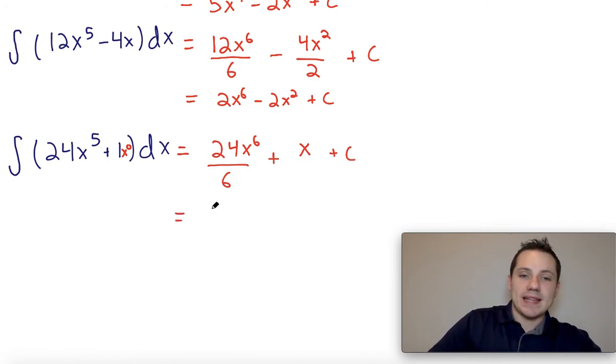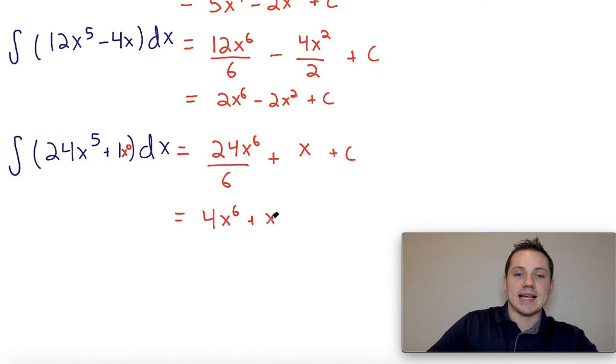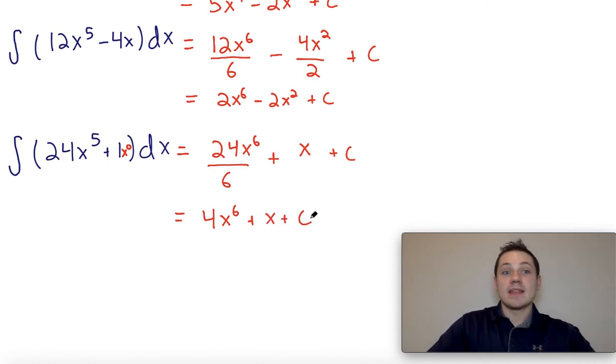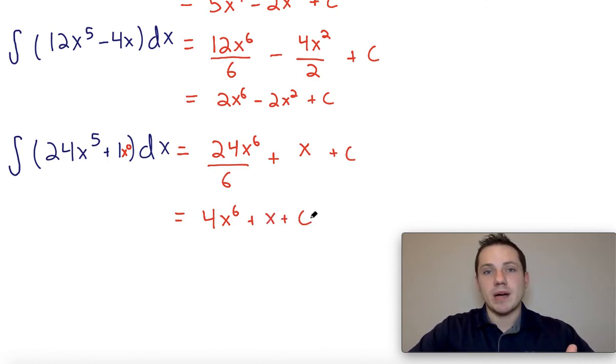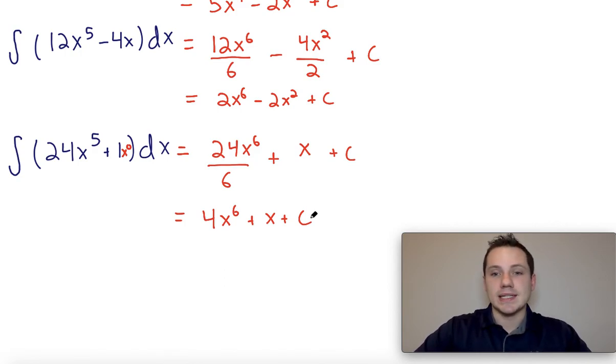Now, if I simplify this, 24 over 6 is going to give me 4x to the sixth plus x plus c. And there you have it. Those are 5 integration problems that may be commonly presented in a calculus class.